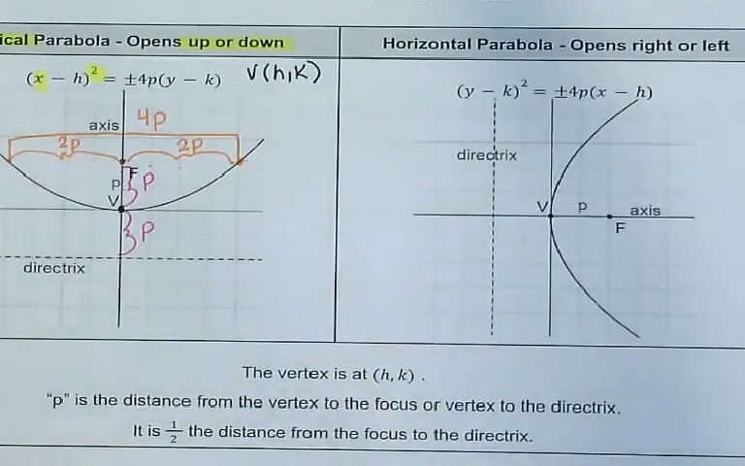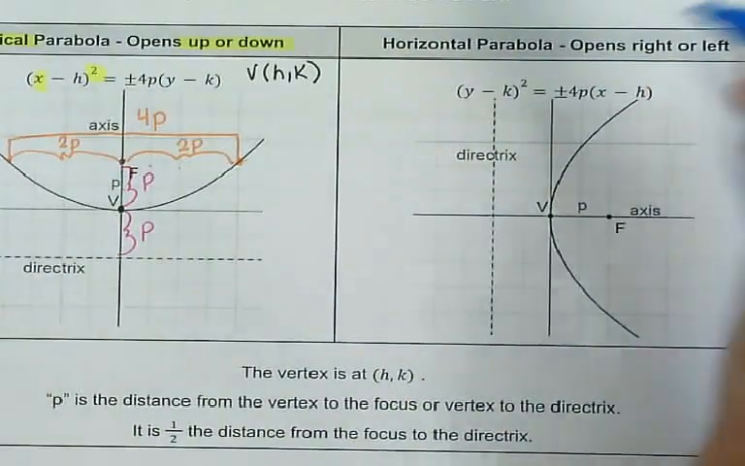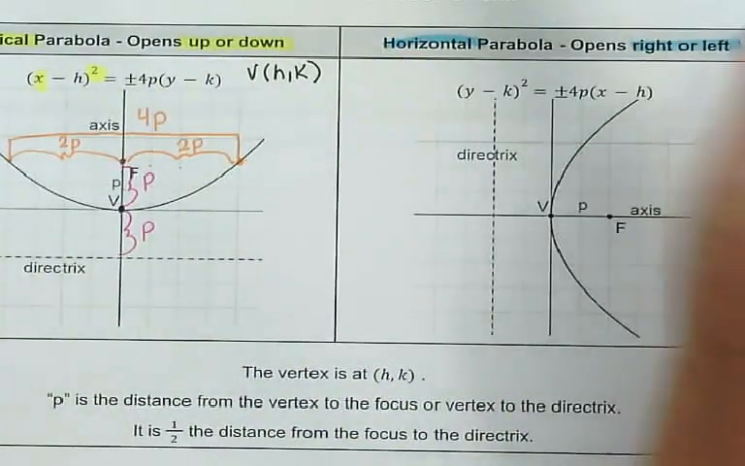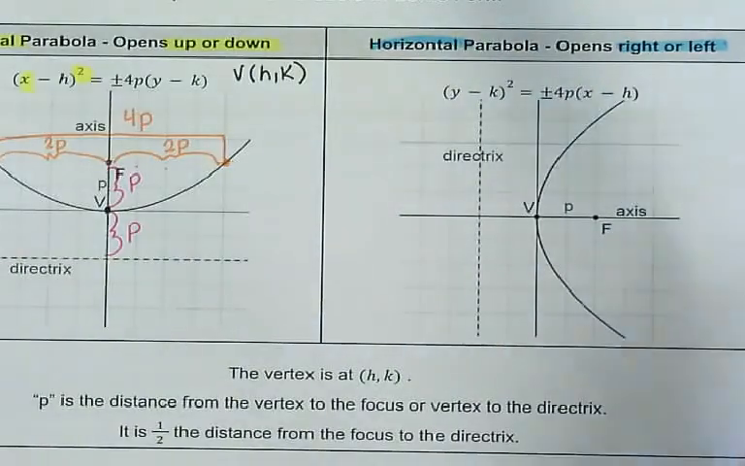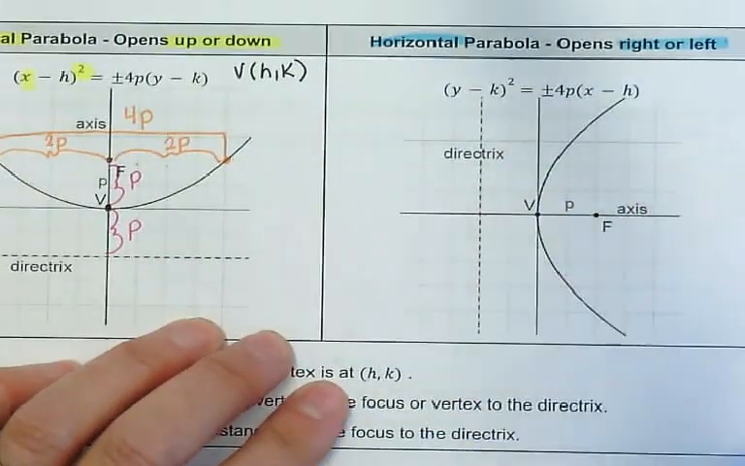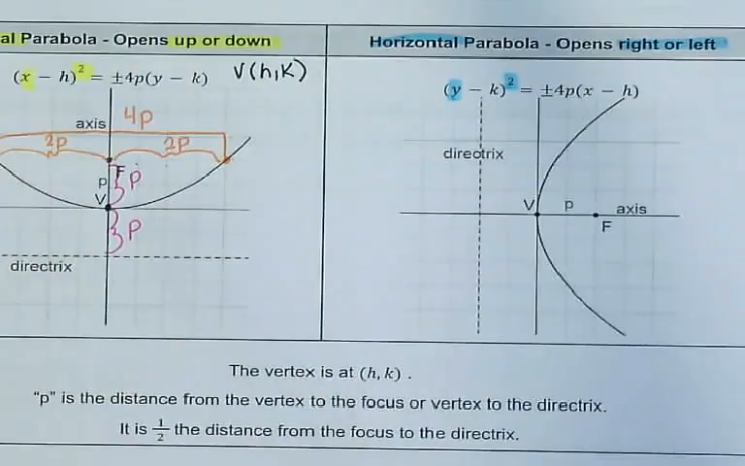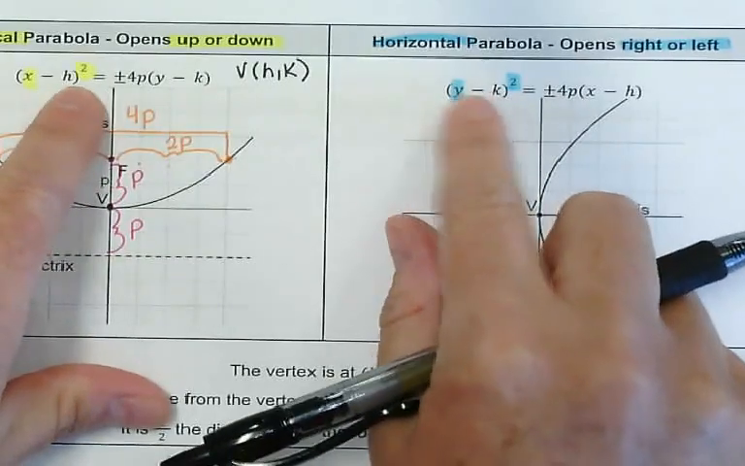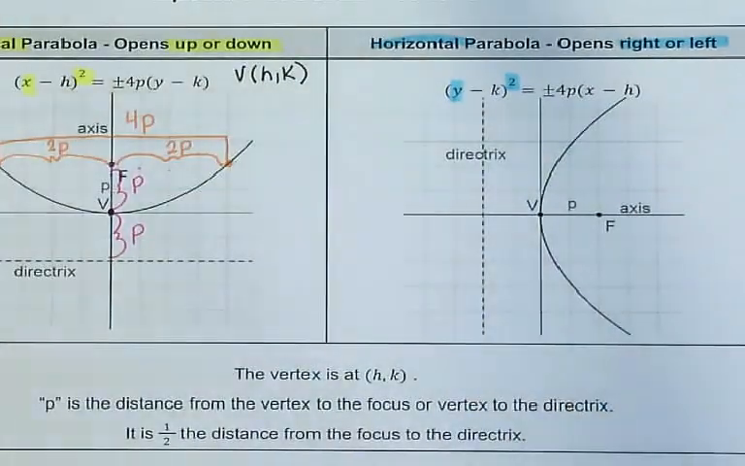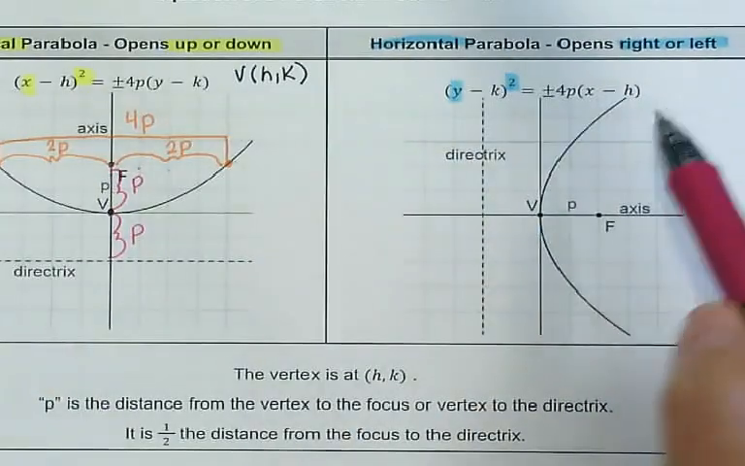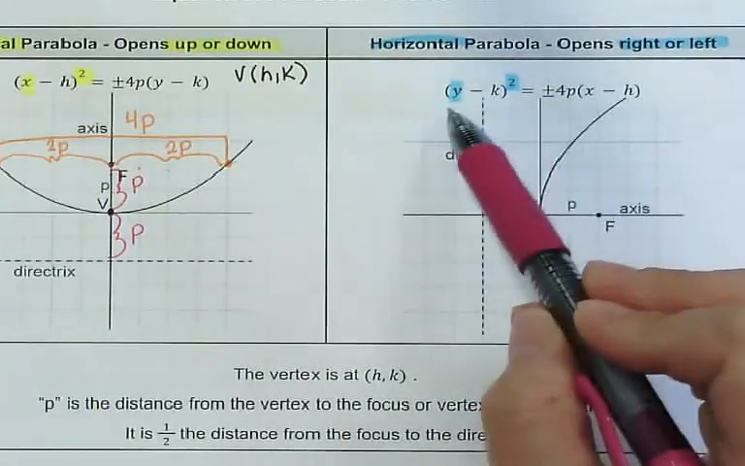All right, let's look at horizontal parabolas. Horizontal is left to right, or right to left. If you notice here, if it opens left or right, your y value is what is squared. Notice it changes position, and I'll show you later that it doesn't really matter which side the square is on. But your plus or minus 4p is always going to go with the variable that's not squared.